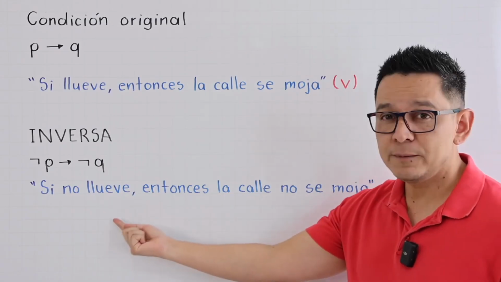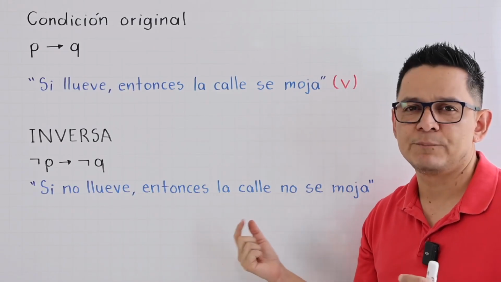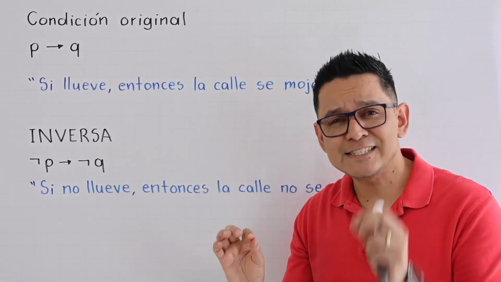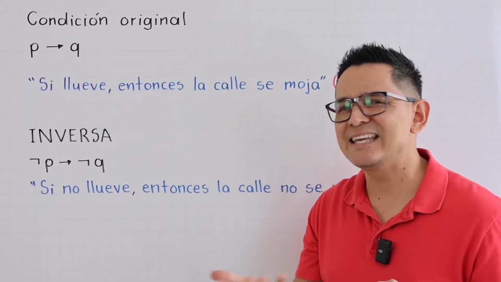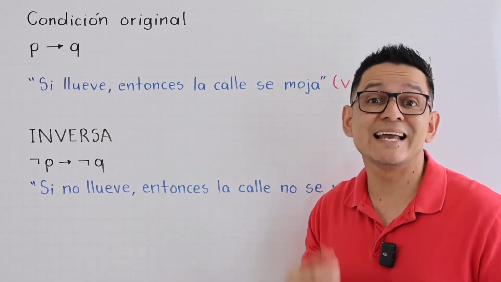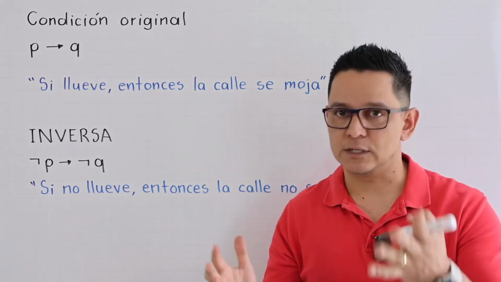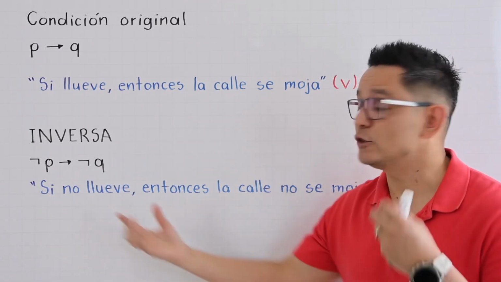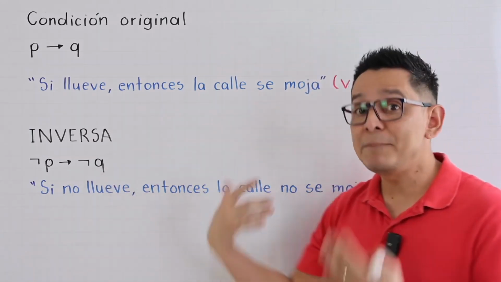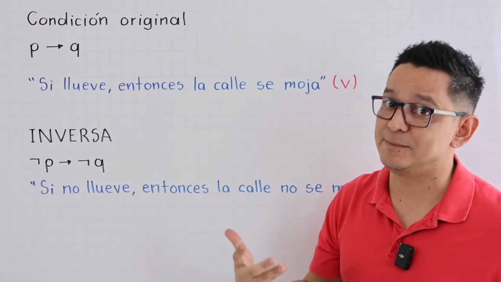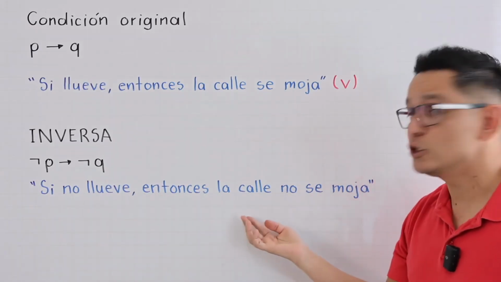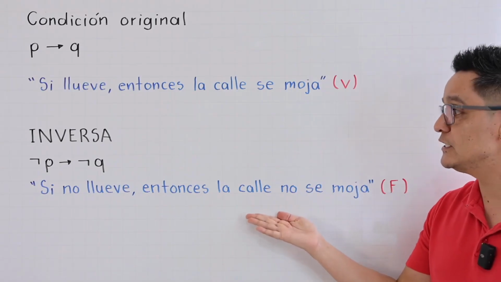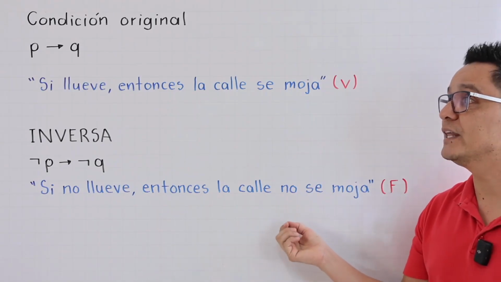Look, if it doesn't rain, then the street doesn't get wet. Think about it. You go outside and see that it's not raining. Does this necessarily mean that the street isn't wet? No. The street could be wet for some other reason. Remember, it could be that, for example, there's a water leak. So the fact that you see it's not raining doesn't necessarily mean that the street isn't wet. Therefore, this proposition will be false. And that's how we get the second variant of the conditional. I'll move a little over here so you can write it down.